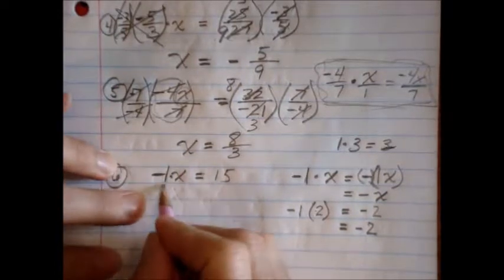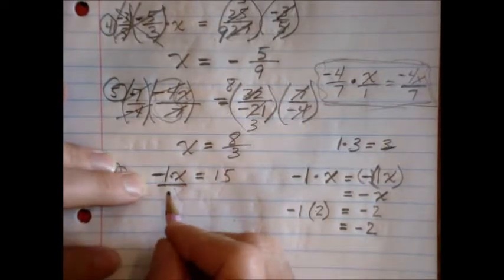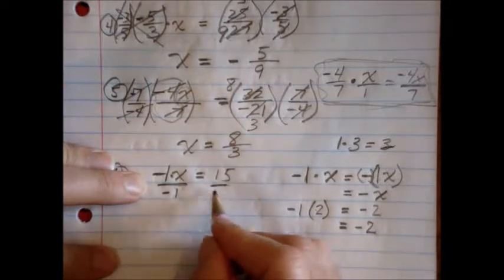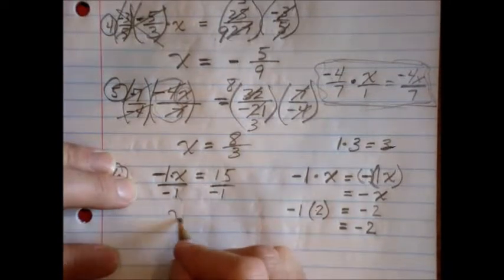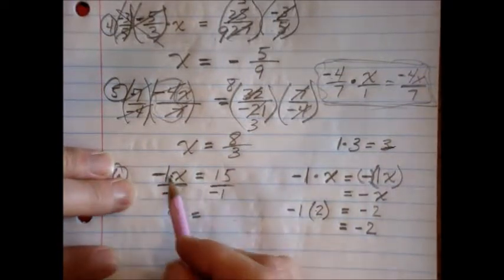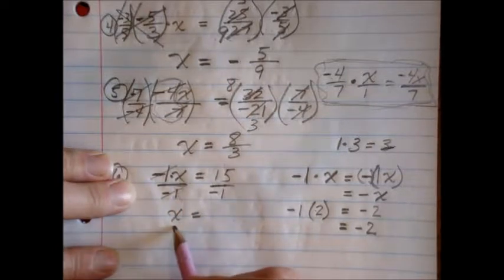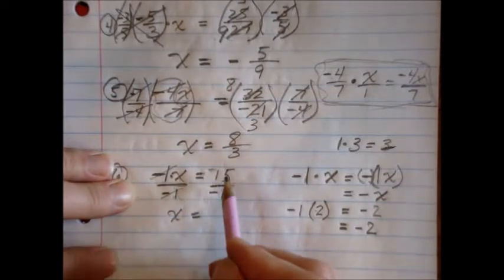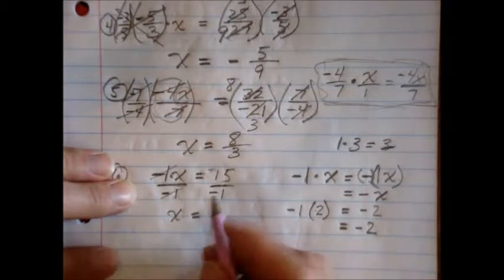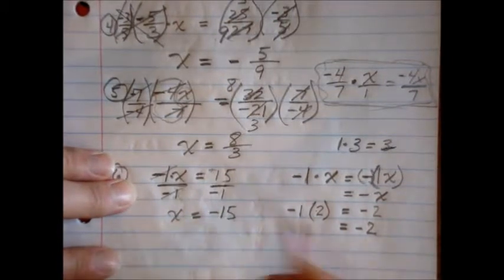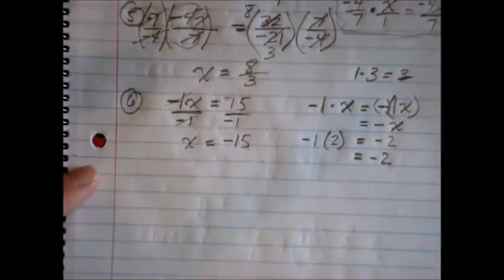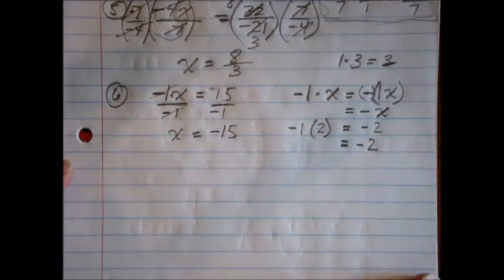That's negative 15. So therefore, x equals negative 15. The opposite of multiplication is division. So we'll divide both sides by negative 1, and x is equal to, so these cancel, x is by itself. Positive 15 divided by negative 1 is? Negative 15.